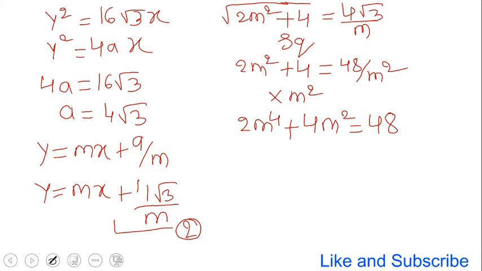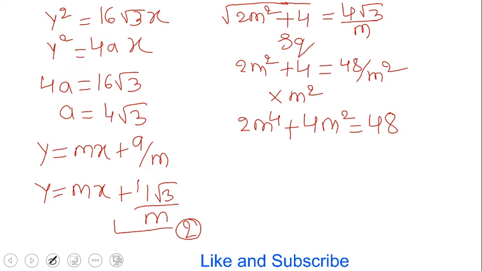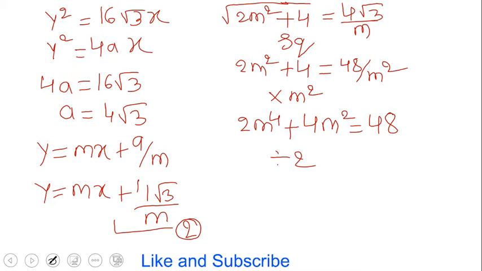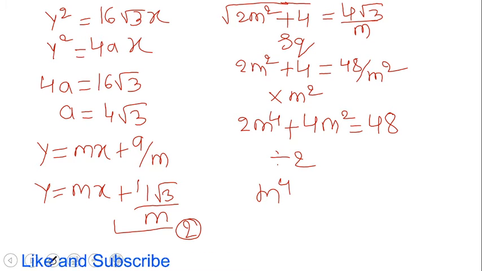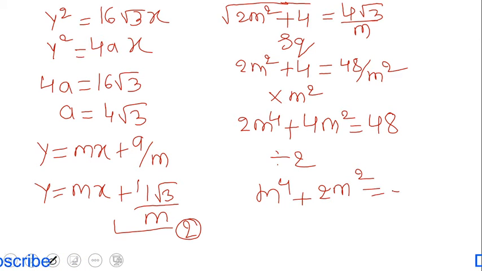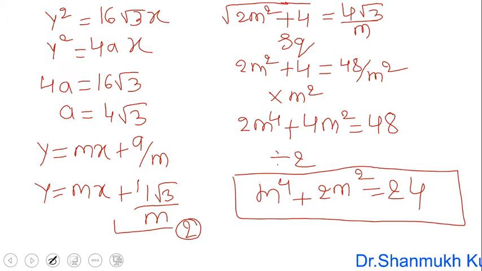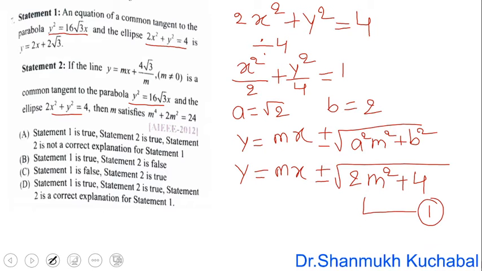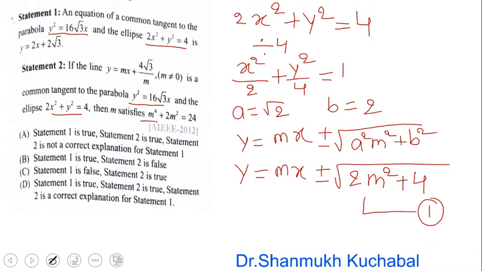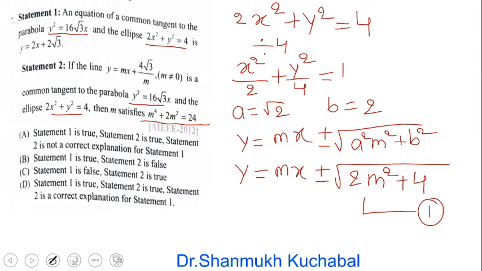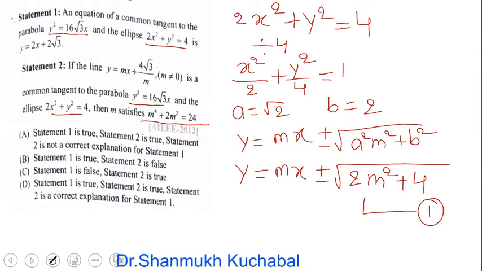Now we will observe that 2 is common in this equation, so dividing by 2 we get m raised to 4 plus 2m square equal to 24. So this is the required simplification. So this is nothing but the statement 2 solution here, satisfying the equation.